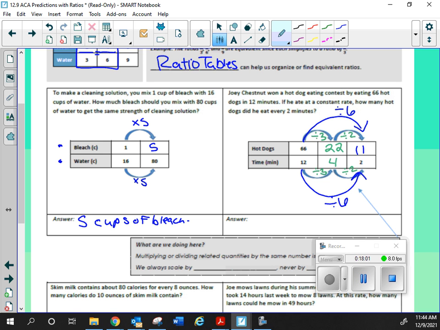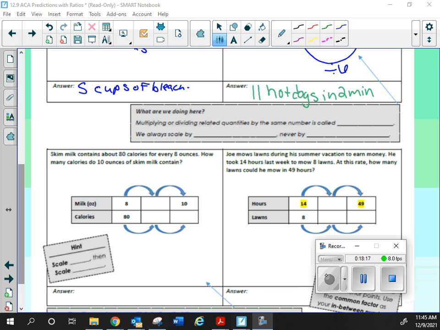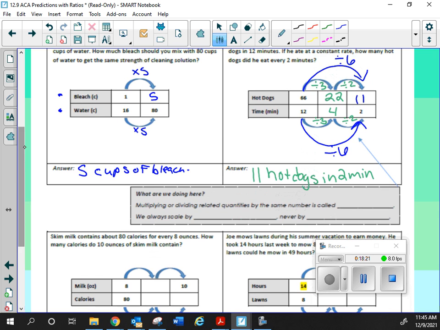Okay, so it's a couple of ways. It's proportions, and we've talked about that. Do I have to use that middle box? No. So my answer, no matter what, is 11 hot dogs in 2 minutes. All right, so what are we doing here? We are multiplying or dividing the related quantities by the same number. When we do that, like this, times 5 and times 5, what's that number called again? It's called my scale factor. Everyone say, what is it called? Scale factor.